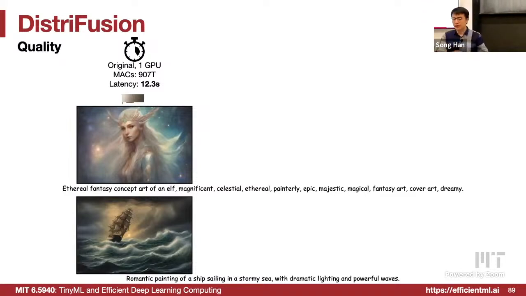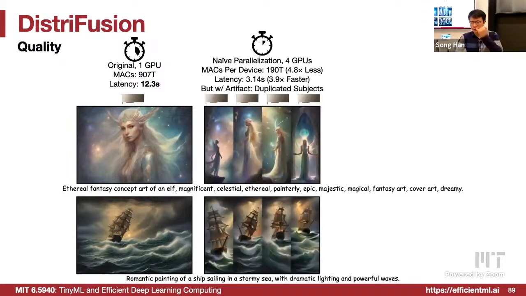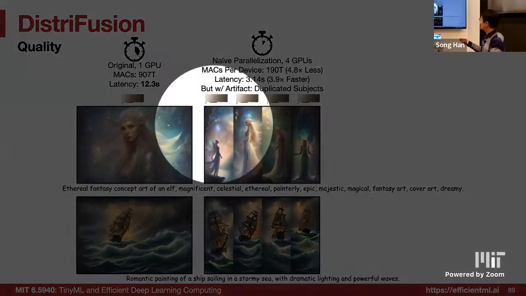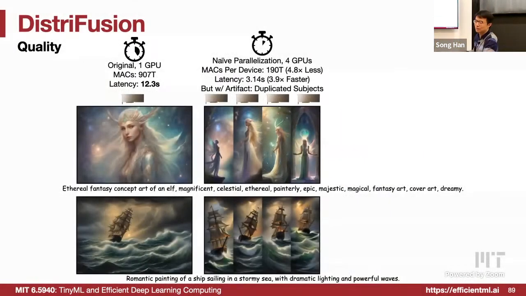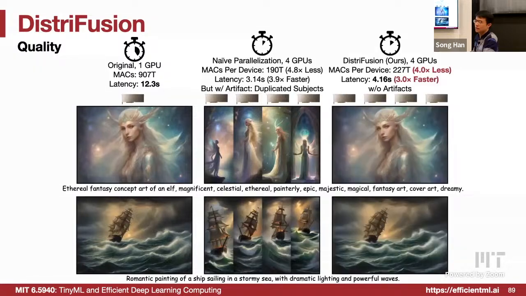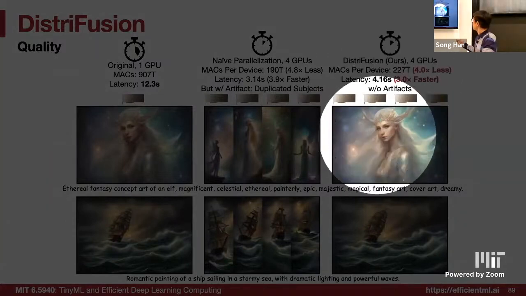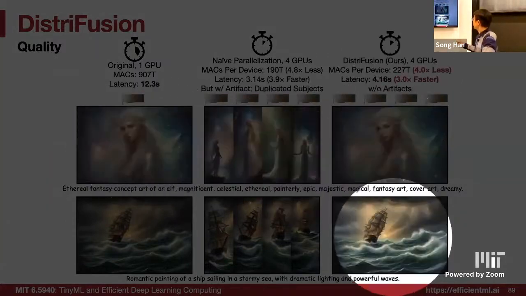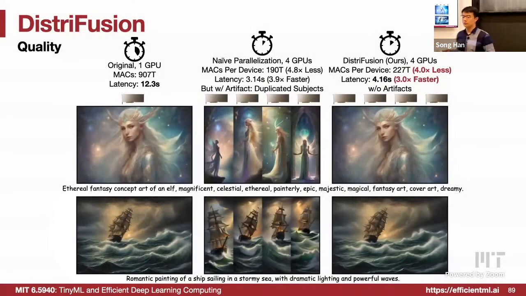Originally the latency is 12 seconds with 4 GPUs. Naively doing such parallelization indeed makes it 4 times faster, but it will generate 4 separate images, due to the lack of communication and the duplicated subjects. This is naive parallelization across 4 GPUs. But using the distributed diffusion, we can make it 3 times faster, and the generated image quality is very good compared with the original one, rather than generating 4 separate images.